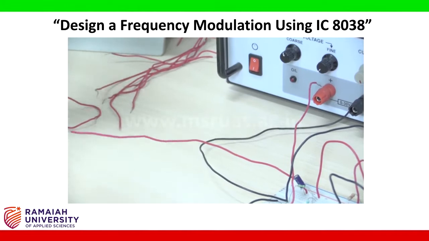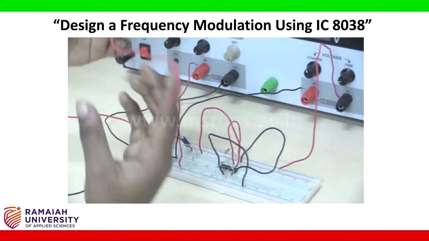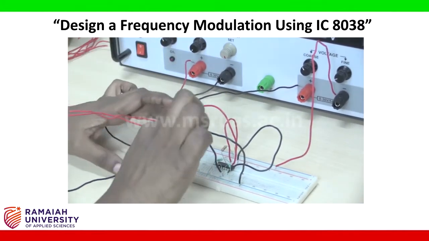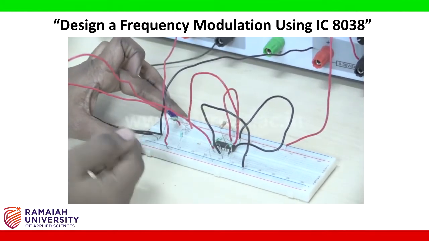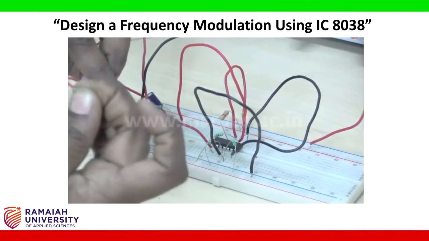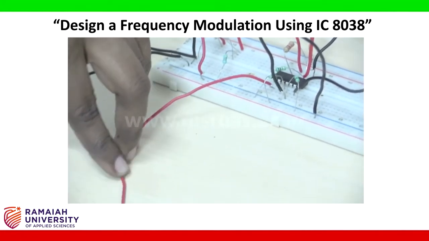Take one more wire, connect it to pin number 2 of the IC. So pin number 2 of the IC, and leave it so that we can check the output from our circuit.